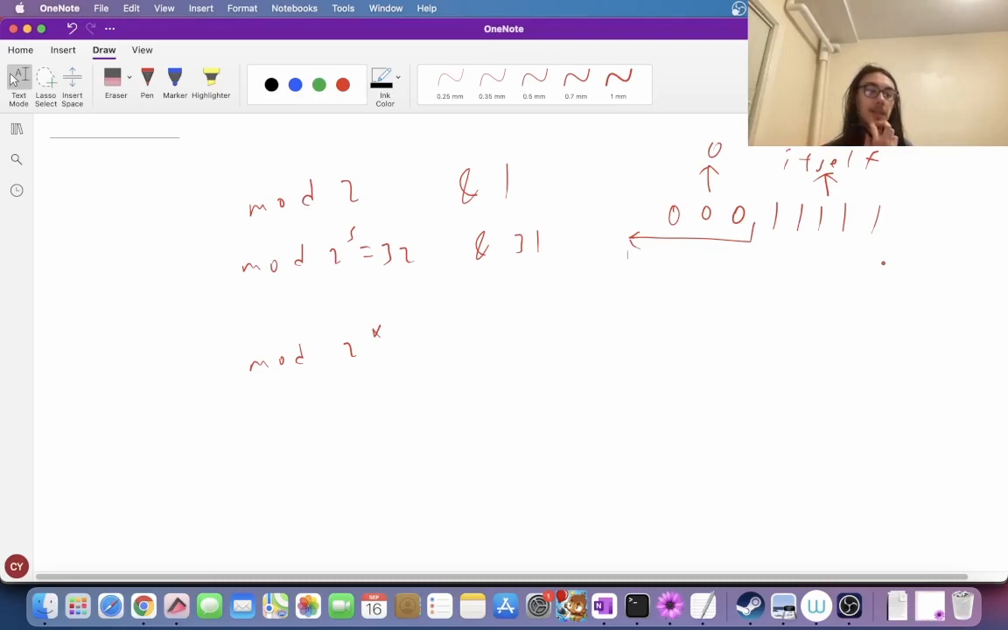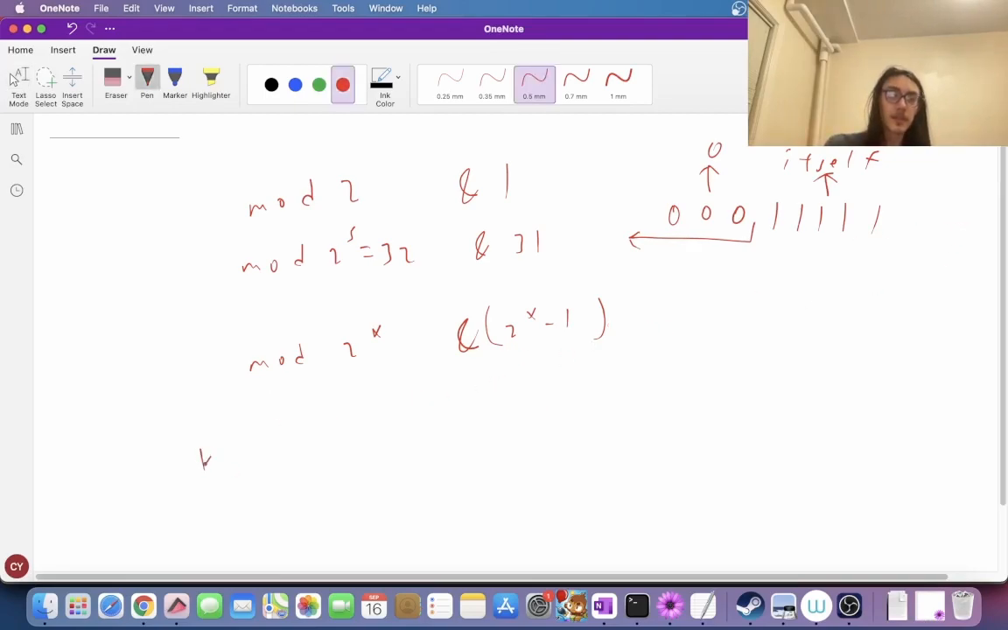And in general, this is very useful because using this bitwise AND, you can get any particular bit of a number. So mod 2 to the x, you could do bitwise AND with 2 to the x minus 1. And talking about getting a particular bit of a number, now we can ask, how do we get a certain bit of a number? For example, the kth bit of a number x.